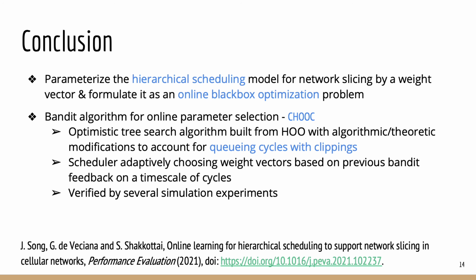In summary, in our paper, we parameterize the hierarchical scheduling model for network slicing by a weight vector and formulate it as an online black box optimization problem. Then we introduce a bandit algorithm for online parameter selection, the CHOOK. It is an optimistic tree search algorithm built from HOO with modifications to account for queuing cycles with clippings. To apply CHOOK, the scheduler adaptively chooses weight vectors based on bandit feedback of previous cycles on a timescale of cycles. Finally, our framework is verified by a couple of simulation experiments.